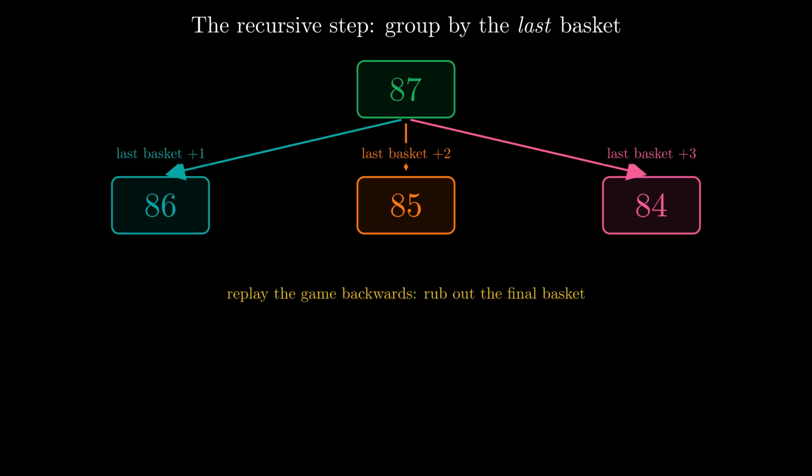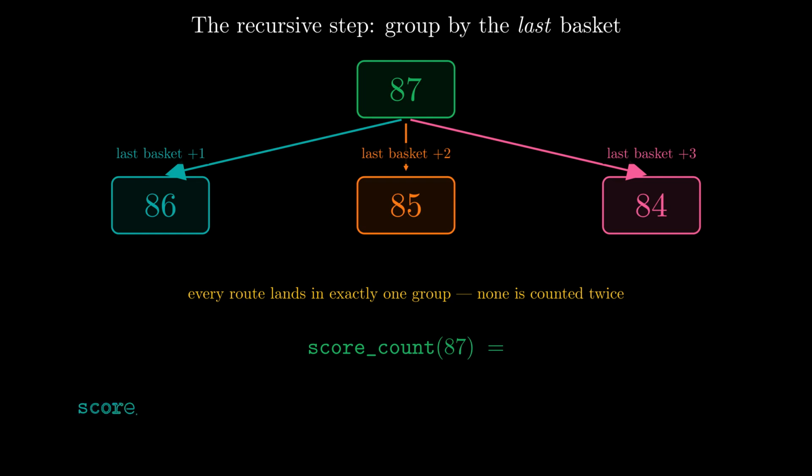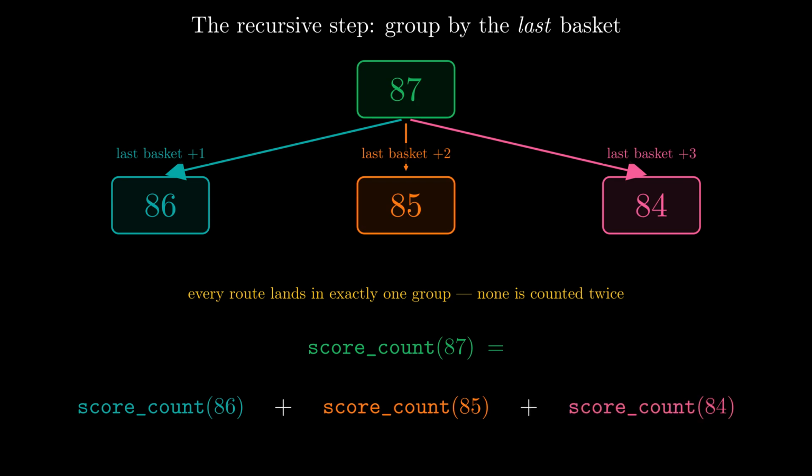Picture replaying the game backwards, rub out the final basket, and what is left is a shorter game scoring 86, 85, or 84. Every route lands in exactly one of those 3 groups, and none is counted twice. So the count for 87 is the count for 86, plus 85 plus 84. The base cases feed the recursive step, 3 ways to score, 3 branches.